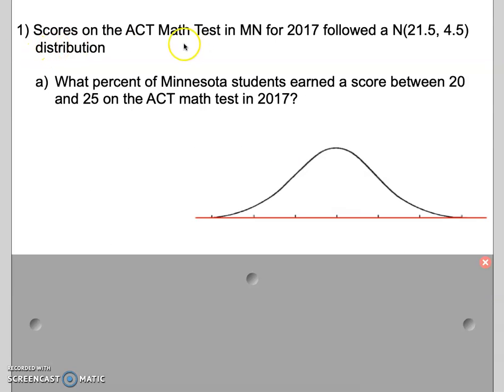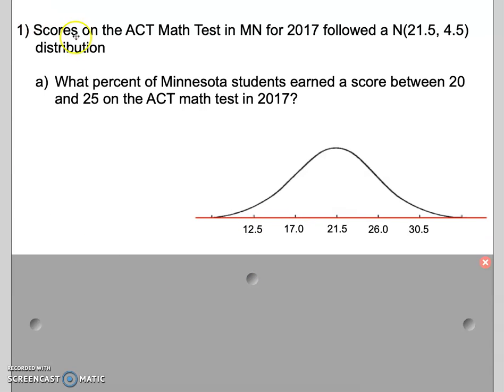Okay, scores on the math part of the ACT in Minnesota for 2017 followed an N(21.5, 4.5) distribution. Pause for a second. What does that mean? That means the distribution is normal, mean 21.5, and standard deviation of 4.5. So moving over one standard deviation, 4.5, 26, add 4.5 more, 30.5. Subtract 4.5, 17. Subtract 4.5, 12.5.